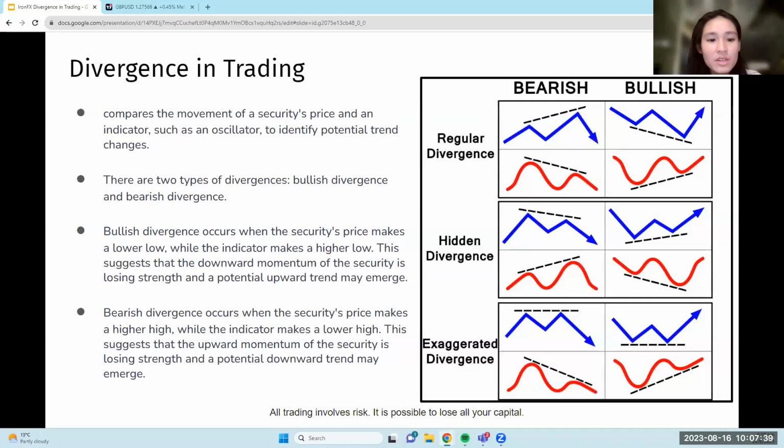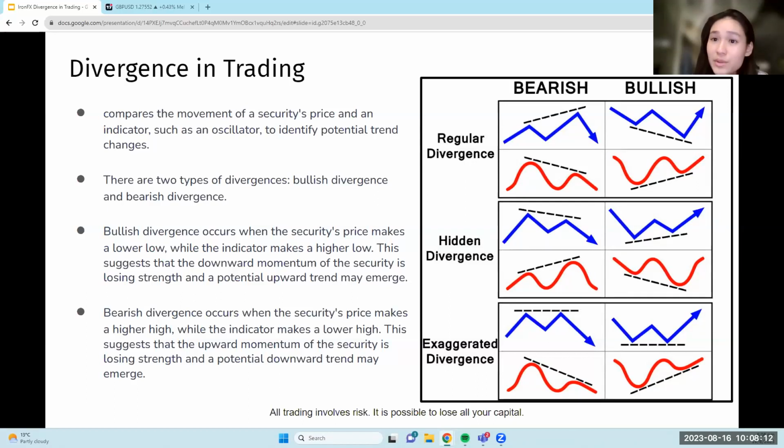Sorry about that. Okay, so there are two main types of divergences. We have bullish as well as bearish divergence. And I've included a chart here for you guys to see the different types of divergences. But basically a bullish divergence occurs when the security's price makes a lower low, while the indicator makes a higher low. So this suggests that the downward momentum of the security is losing strength and a potential upward trend may emerge.